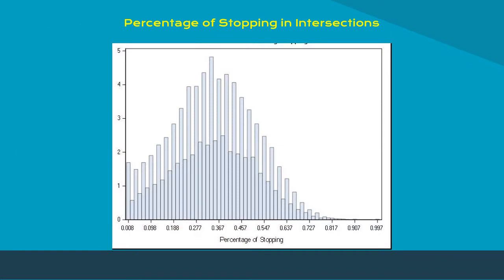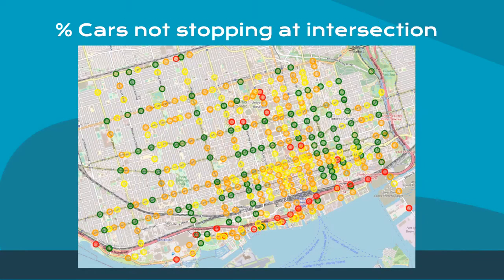As we mentioned before, most of the accidents occur in the intersections, so we also analyzed the Geotab intersections dataset, in which we obtained a distribution of the percentage of cars that don't stop in the intersections. And using the percentile scale mentioned before, we obtained this map, which shows in red the intersections in which the cars stopped the least.